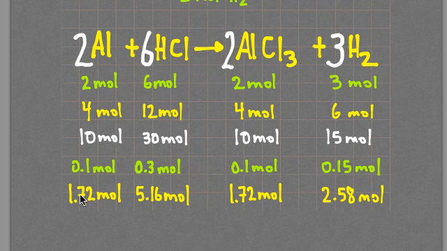For example, a hard one would be 1.72. Well, if there's a 2 there and there's a 2 there, these two are the same. But if there's a 6 here, this 6 is 3 times more than the 2, so I need 3 times more moles of HCl than aluminum. And this one's a little bit tricky. 3 here. 3 is half of 6, so this amount is twice this amount.